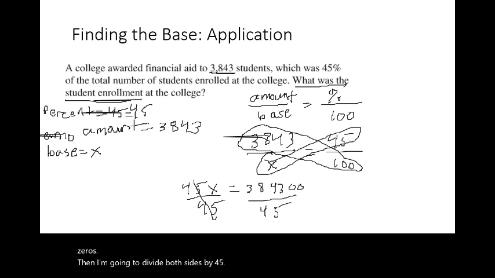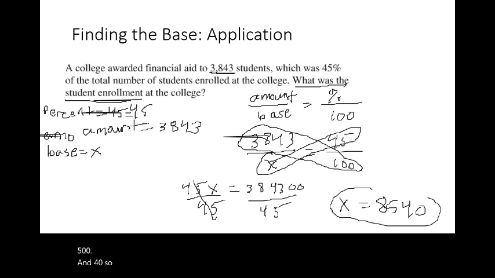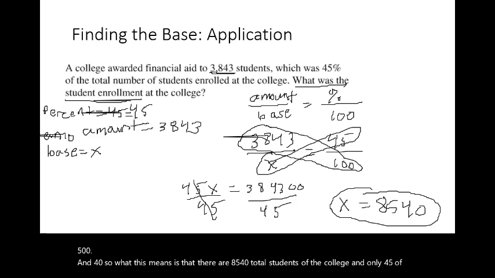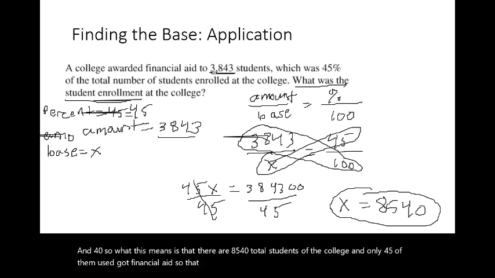And I get a total student enrollment of 8,540. So what this means is that there are 8,540 total students at the college, and only 45% of them got financial aid. So that 3,843 was 45% of the total student body, 8,540.